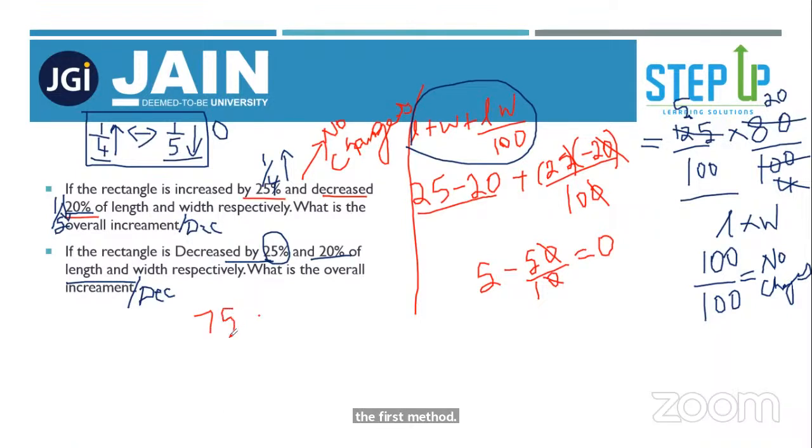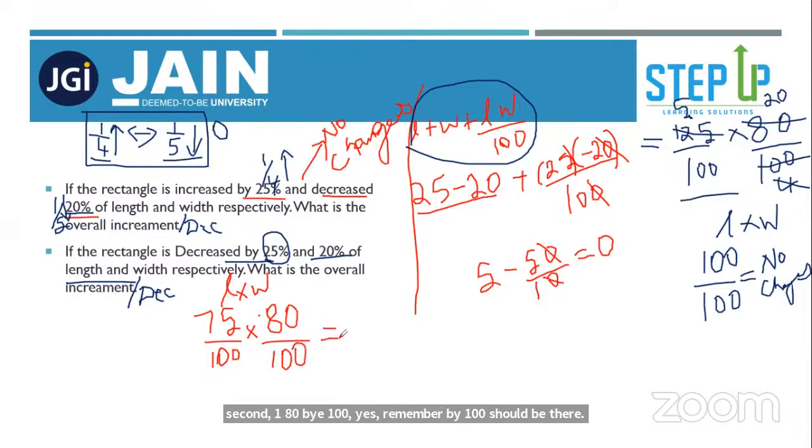or I'm using length into width. Okay, length into width. This is 75 by 100 times, second one, 80 by 100. Yes. Remember, by 100 should be there. You cannot dissolve it completely because I want the answer in percentage. It should be out of 100 always.